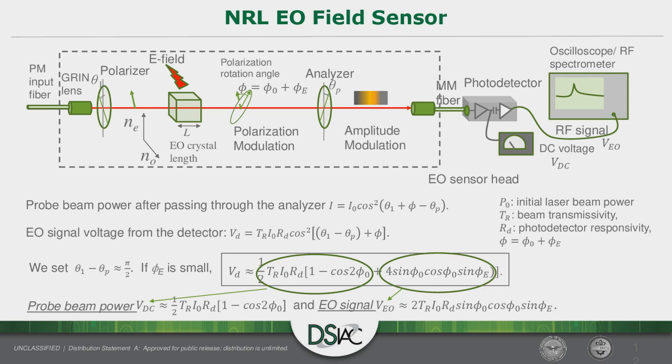Theta 1 and theta p are aligned in cross polarization alignment. So the angle difference is 90 degrees. So using that, we can separate that, rewrite the equation and make two different terms. One is the static term, the other is the EO term. The static term is actually related to the probe beam power, and the EO power is given this way.